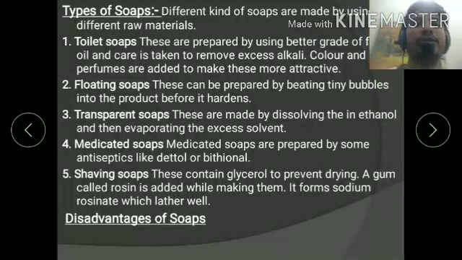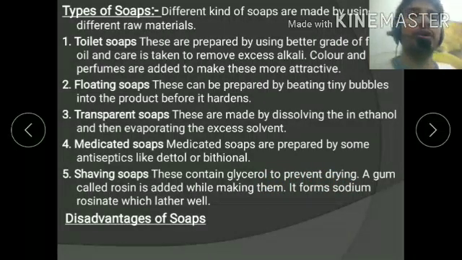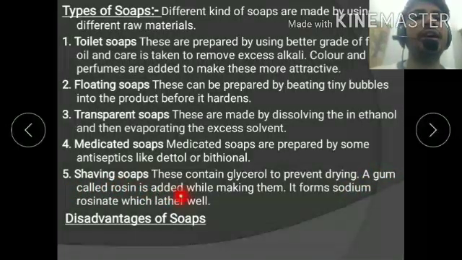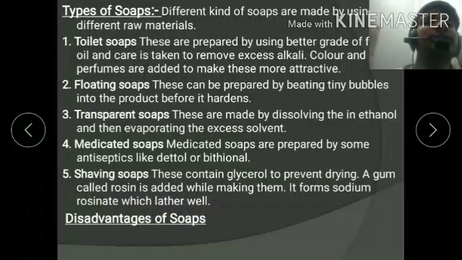Okay. Next one is the shaving soap. This contains glycerol to prevent drying. By using glycerol, it prevents dryness. A gum called rosin is added. While making them, it forms sodium rosinate, which lathers well.